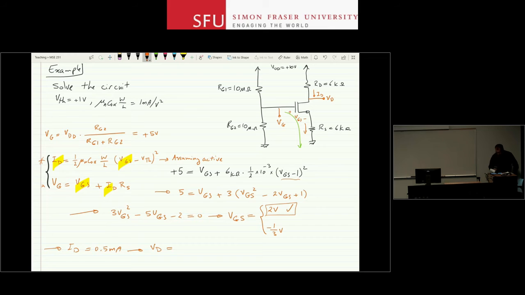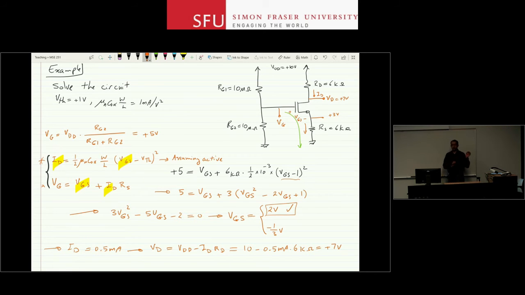Remember, we are solving the circuit, right? So VD is going to be VDD minus IDRD. So it's going to be 10 minus half a milliamp times 6 kilo ohms. And that's 7 volts, okay? And that's all the important nodes in my circuit. I know the voltage at the drain, gate, and source. So VGS is 2, so therefore VS is going to be 5 minus 2, so that's plus 3 volts now. And this is plus 7 volts, okay? So I've solved the circuit. I know all these voltages and currents.